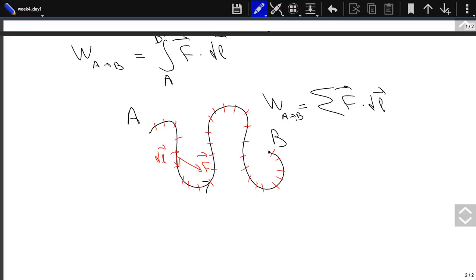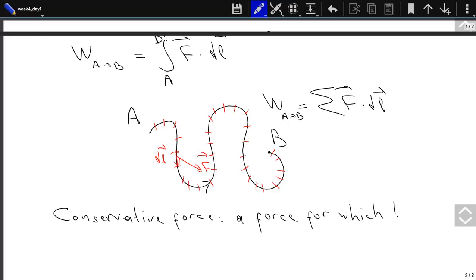So this is an example of a force for which the work done as you go from two points, which can be the same point, depends on your path. Now, such forces we call non-conservative forces. And a conservative force is a force for which the work done is independent of path.